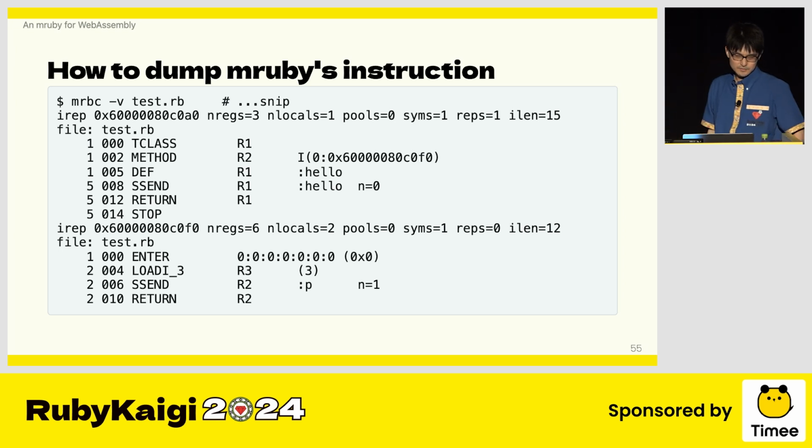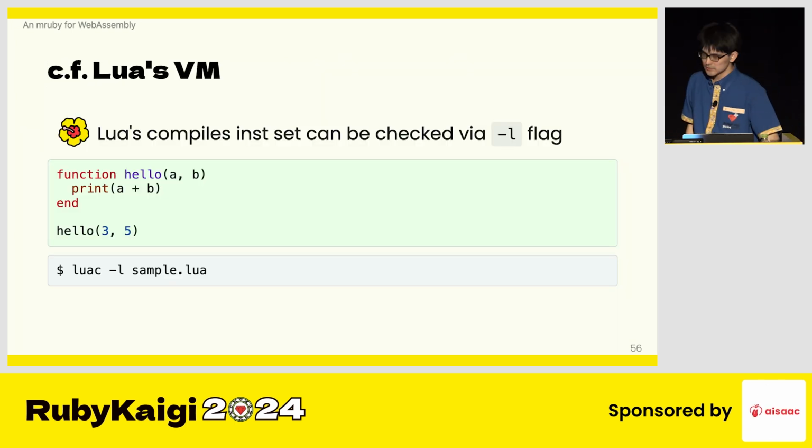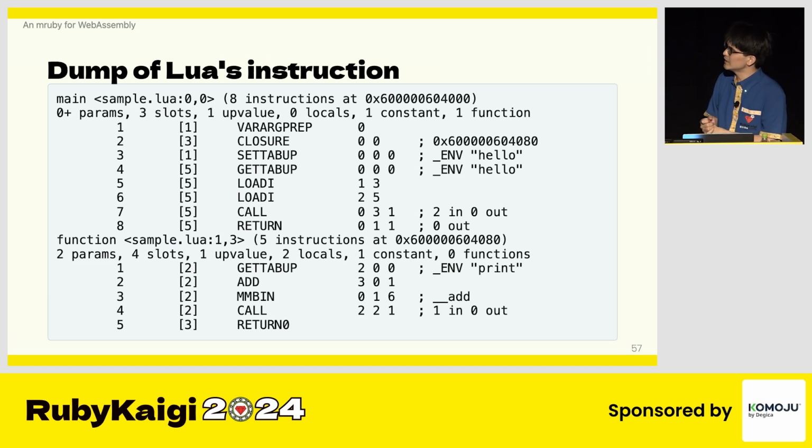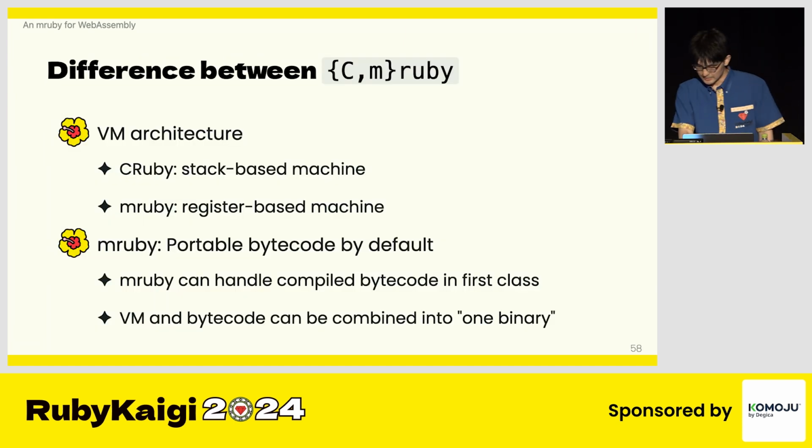Also, mruby can easily dump its instructions. This looks a bit different from Ruby's. Also, let's compare it with Lua. Lua also has a register-based VM, and you can compile it into instructions. It looks like this. mruby's bytecode is similar to Lua's rather than Ruby's.